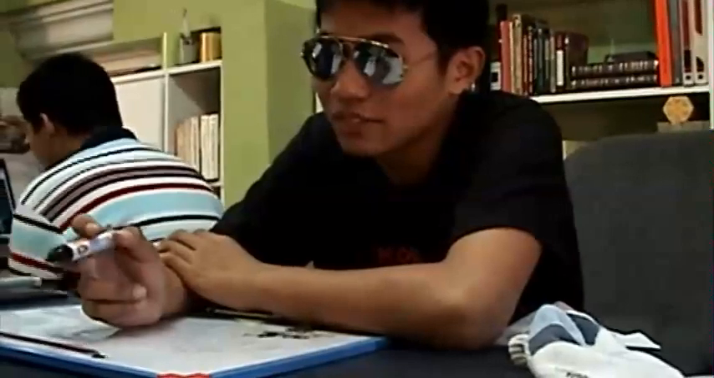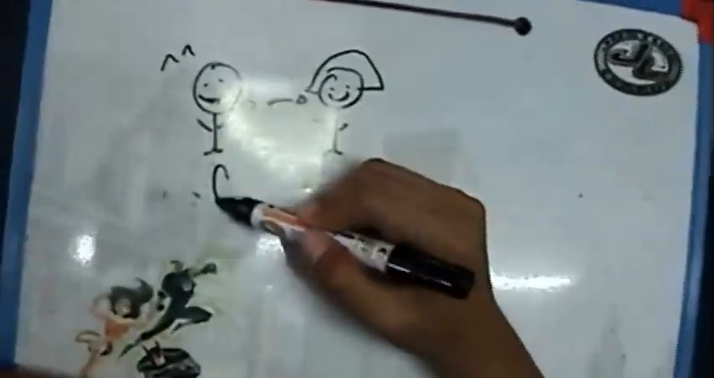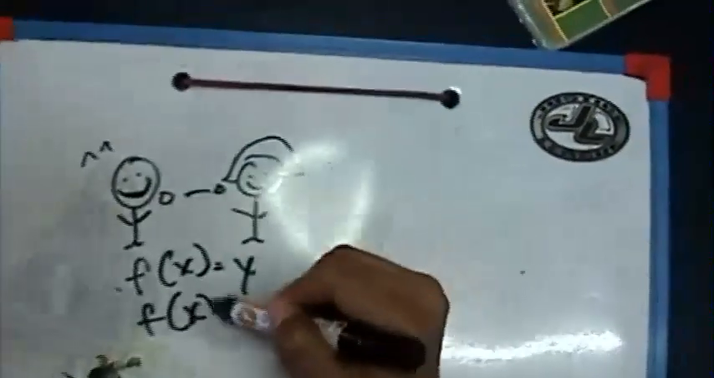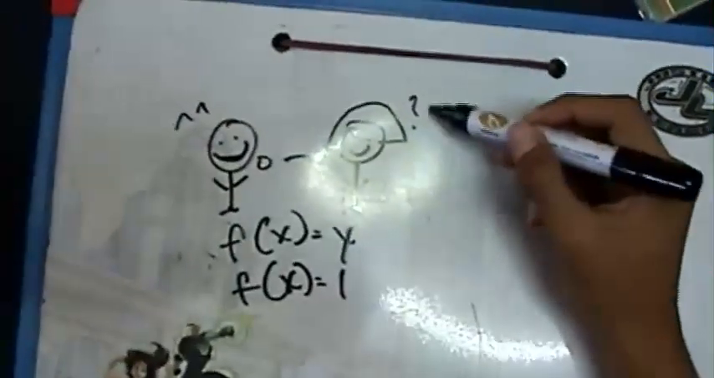So all in all, let me show you a drawing of Mr. X and Mrs. Y. This is Mr. X, perfectly happy with this relationship with Mrs. Y. Now that's a one-to-one relationship. Because it's a function, its equation should be f of x is equal to y, or f of x is equal to 1.